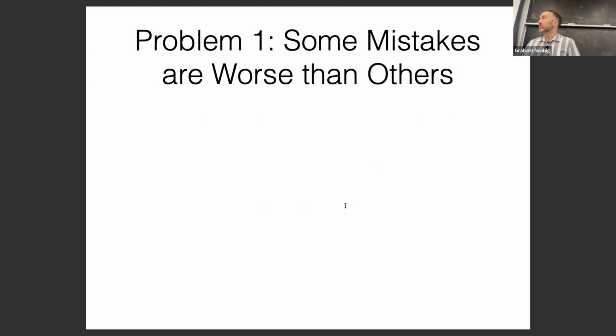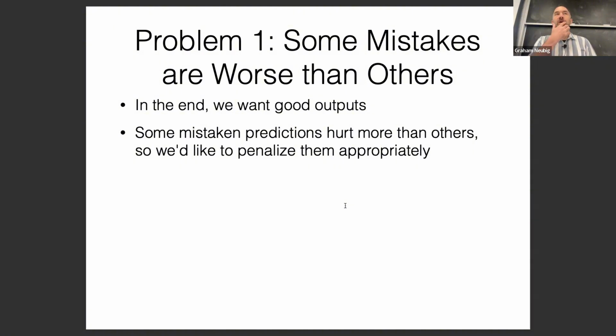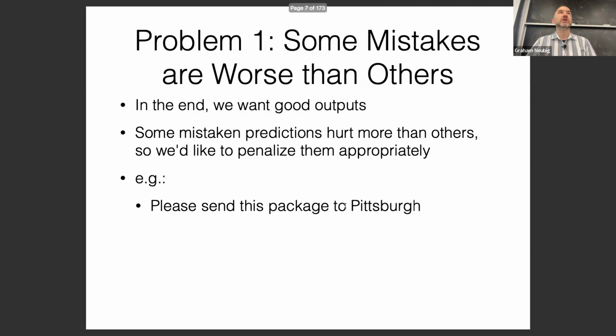But there's a few problems with this. Here are some examples of problems with these learning algorithms. Problem number 1 is that some outputs or some mistakes are worse than others. In the end, we want good outputs from our system. So some mistaken predictions hurt more than others, and we'd like to penalize them.